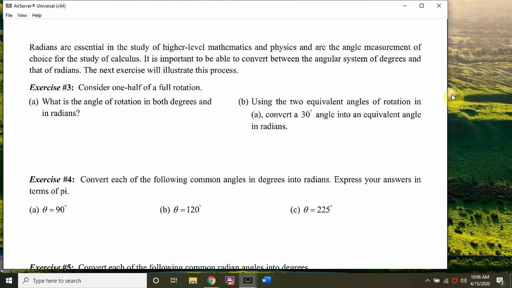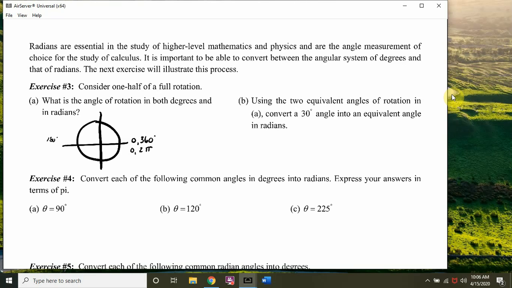Okay, exercise 3. Consider 1/2 of a full rotation. What is the angle of rotation in both degrees and in radians? All right, so again, in degrees, we go all the way around, that's 360. In radians, we go all the way around, and that's 2 pi. So it looks like 2 pi and 360 are all the way around. Well, what's halfway around in degrees? That would be 180. What would halfway around in terms of radians be? Well, if 2 pi is all the way around, half of that would be 1 pi. So halfway around the circle is a measure of pi radians, okay?